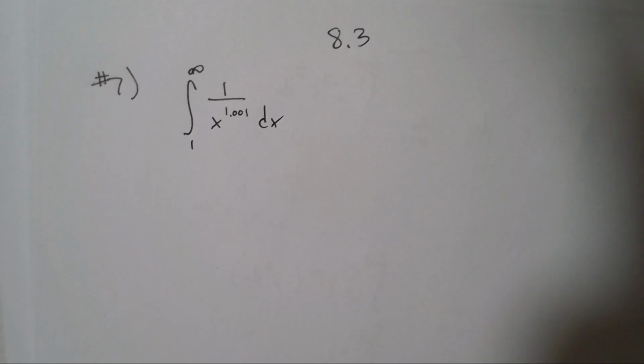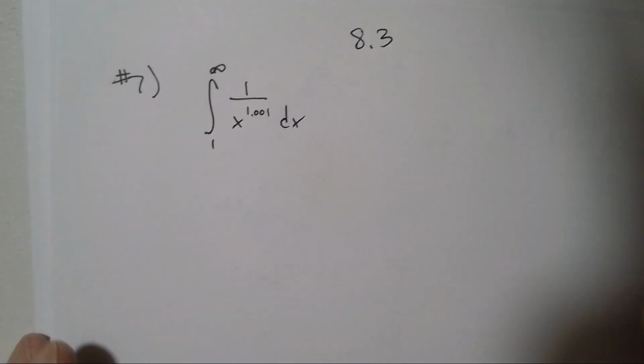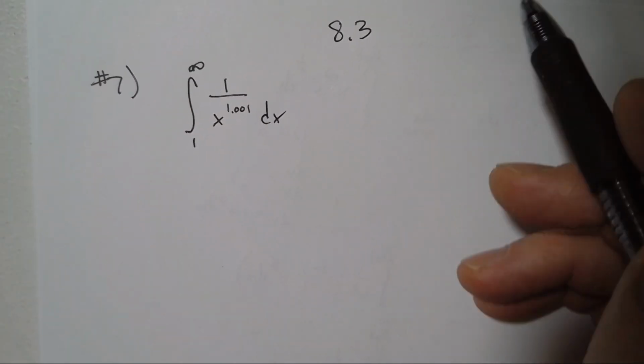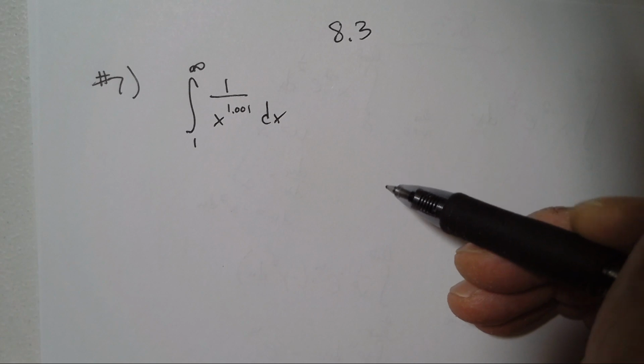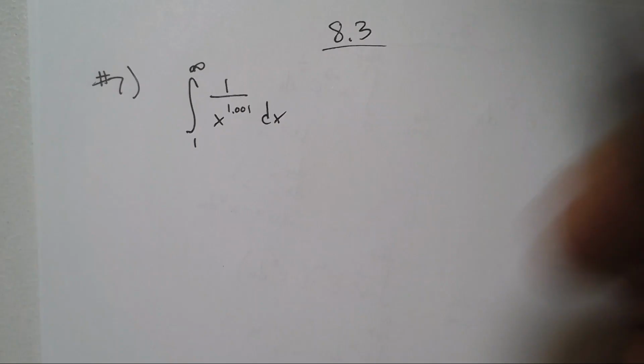Alright, 8.3, number 7. It's an improper integral because we have an infinite boundary of integration. We're trying to figure out, if it converges, what the answer is. If it diverges, then we just say it diverges.